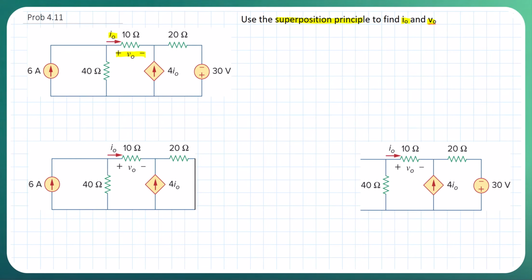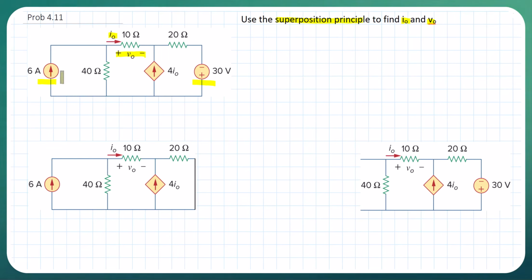Now, the superposition principle states that if you have two or more independent sources, whether they're current or voltage, you can turn off all the independent sources except one to simplify the circuit, do some analysis, and then do the same thing for the other source. In this case, we only have two.